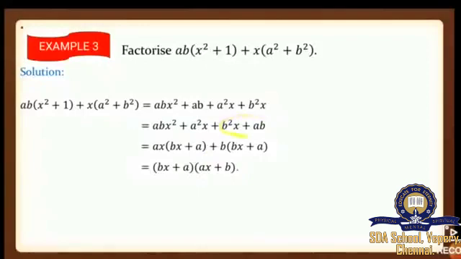Similarly, from the third and the fourth term, we can take b commonly outside. So the leftover terms will be bx plus a. Now if you observe, in both the terms you have bx plus a common, right? So if you take bx plus a commonly outside, the leftover terms will be ax plus b.